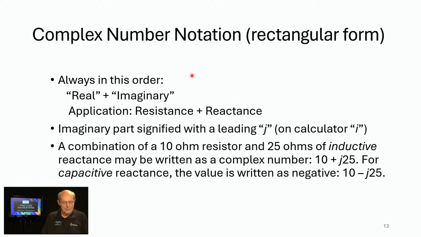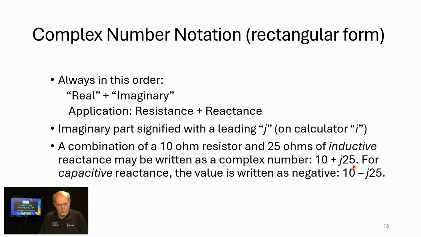So how are they indicated? It's real plus imaginary. In our application, it's going to be resistance plus reactance. Any imaginary part is signified with a leading J, where on our calculator it's going to be I. Reviewing some of this we've already talked about. Here's an application: a combination of a 10 ohm resistor and 25 ohms of inductive reactance may be written as a complex number. That would be 10, that's 10 ohms, the real part, plus J25. 25 is the inductive reactance.